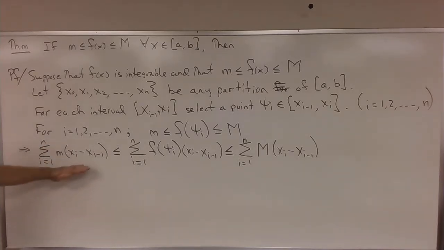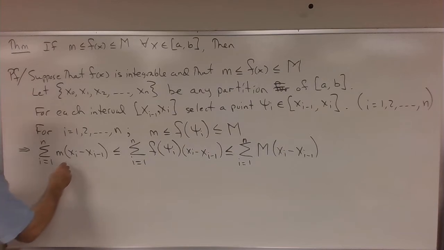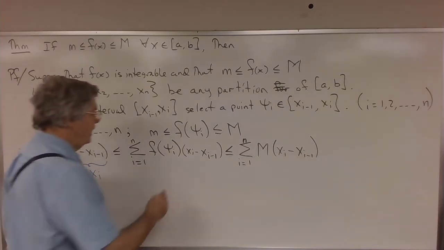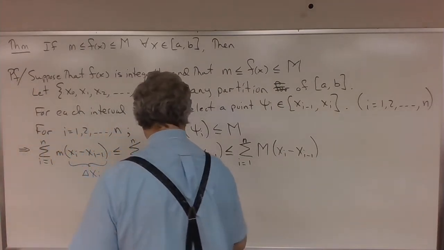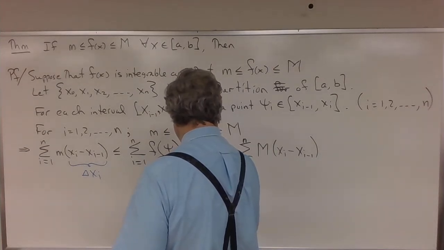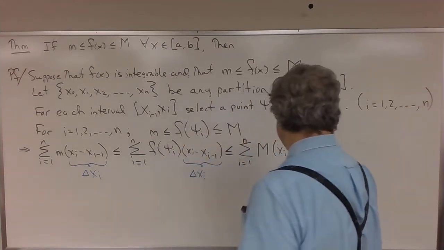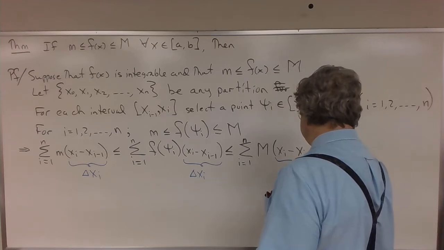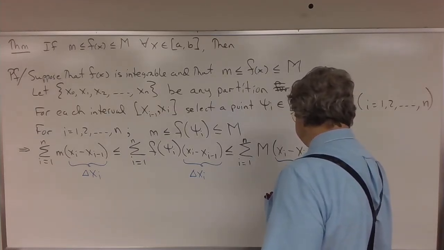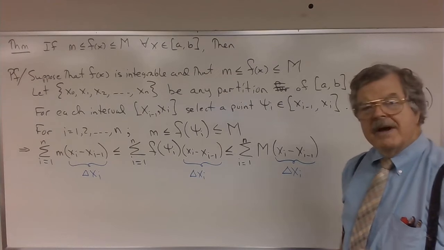So our inequality holds. And I guess what we should do now is recognize what this thing is. This is delta x sub I. And this is delta x sub I. And this thing is delta x sub I. And you know what?